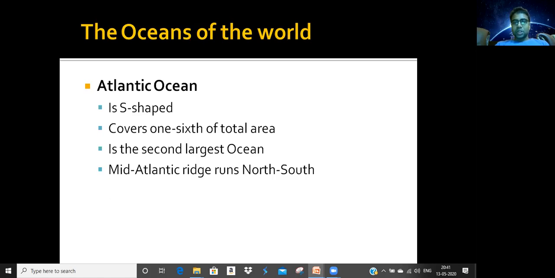It is the second largest ocean, and the mid-Atlantic ridge, it is like a hill, traverses through the Atlantic Ocean. Below the surface of the Atlantic Ocean, there is kind of a mountain that travels from the north to the south of the Atlantic Ocean, and that is known as the mid-Atlantic ridge.